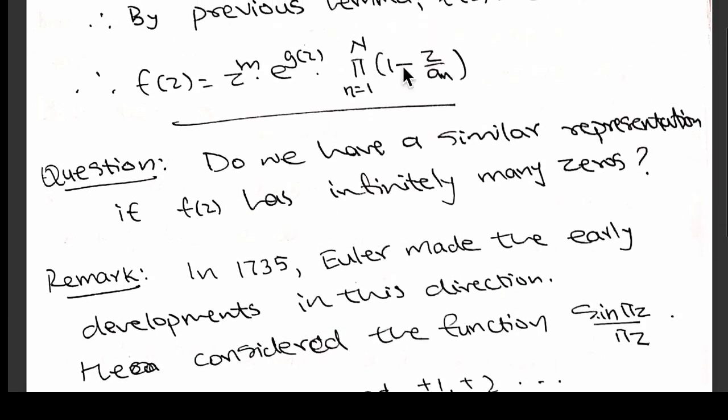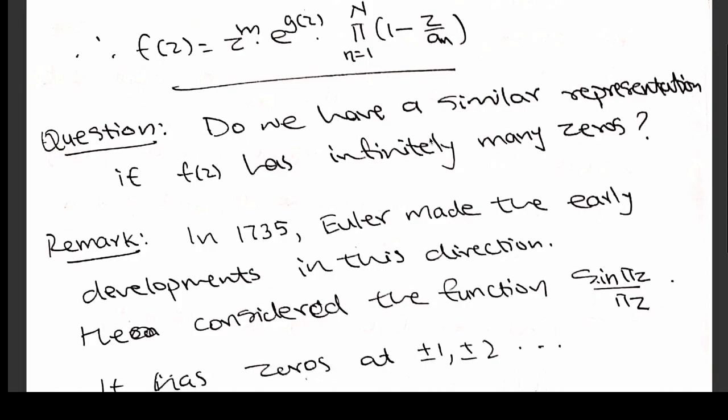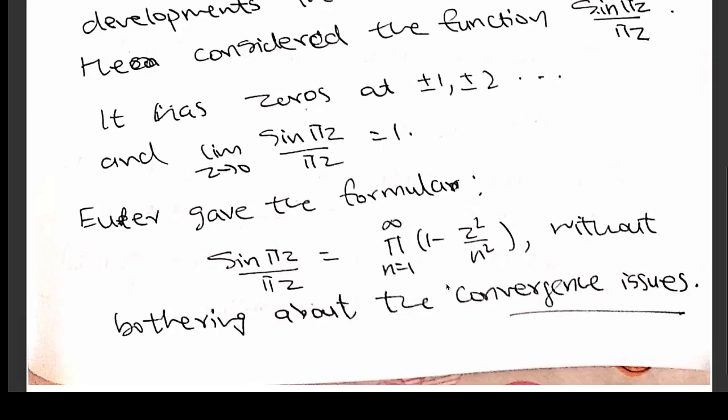Now, looking at this, you have the product from n equal to 1 to infinity of 1 minus z by a_n. So instead of a_n, you will have plus or minus 1 here. So plus or minus 1 means 1 minus z by 1 and 1 minus z by minus 1. You take them together, then what happens? It is 1 minus z squared by n squared.